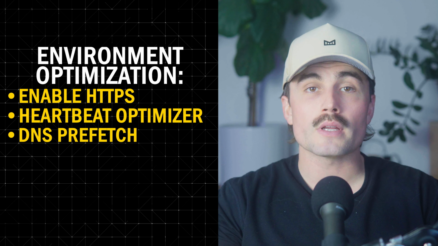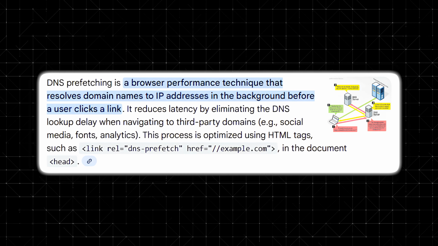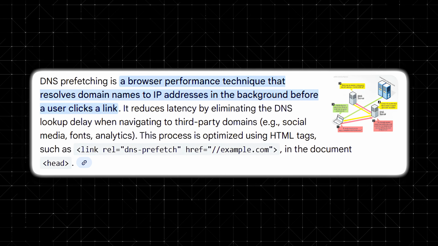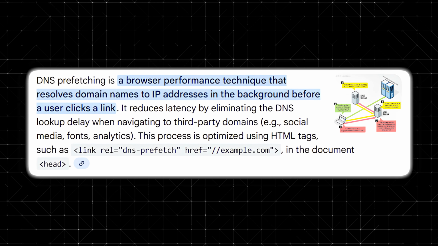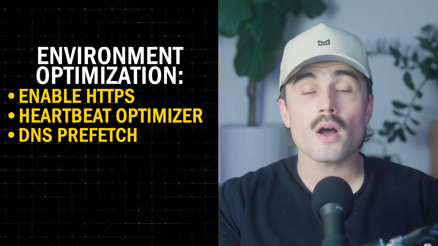DNS prefetch and preconnect. When your site loads third-party resources like fonts from Google, browsers need to resolve the domain first. DNS prefetching tells the browser to look up these domains in advance. In SiteGround Optimizer, toggle DNS prefetch and preconnect to enable this. A small tweak that helps if you rely on external optional scripts or fonts.